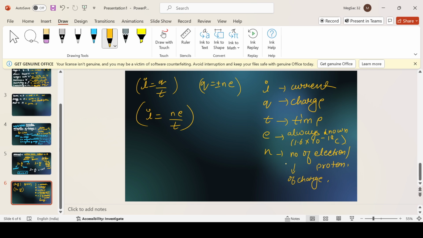Now, whenever you have to find any of the variables from I, Q, T, e, N, you can use this formula or this formula. Got it? Yes, sir. Got it everyone? Okay, let's go.